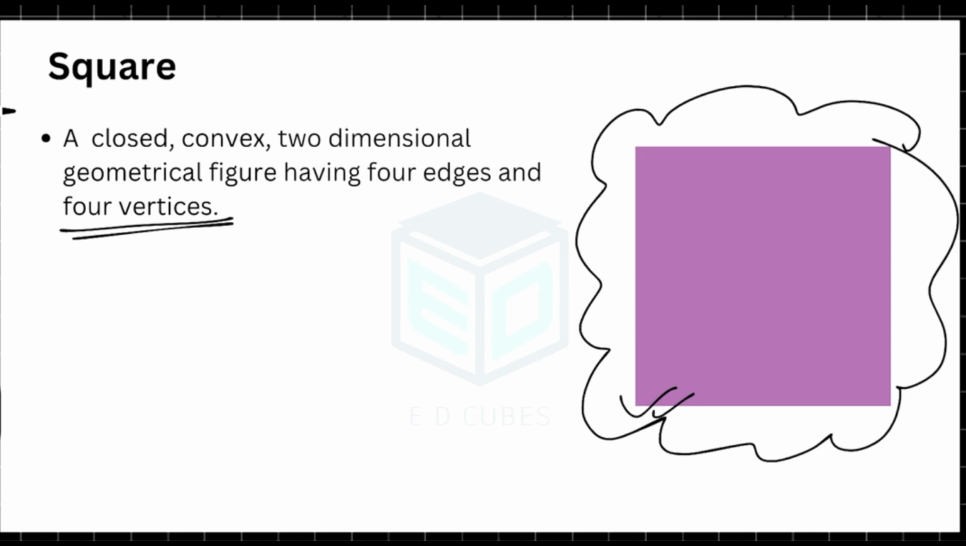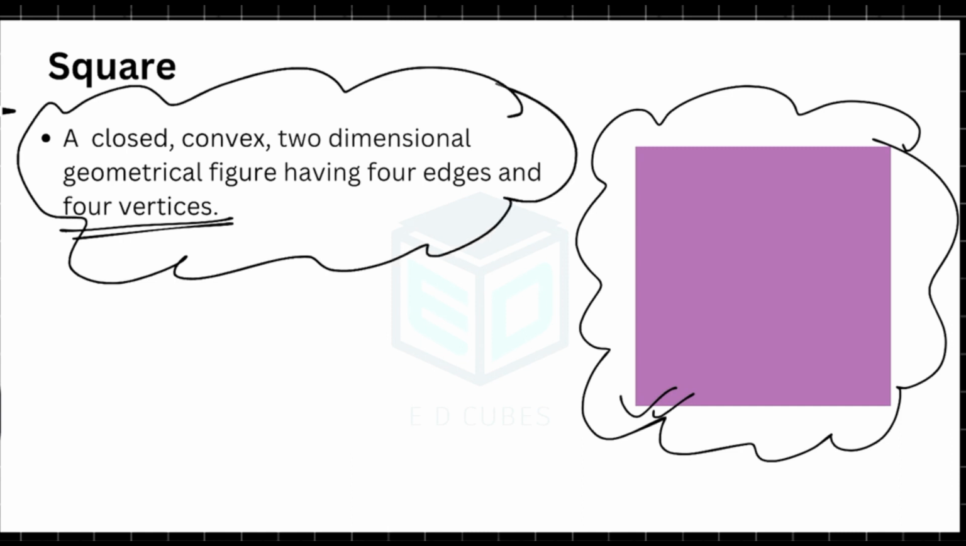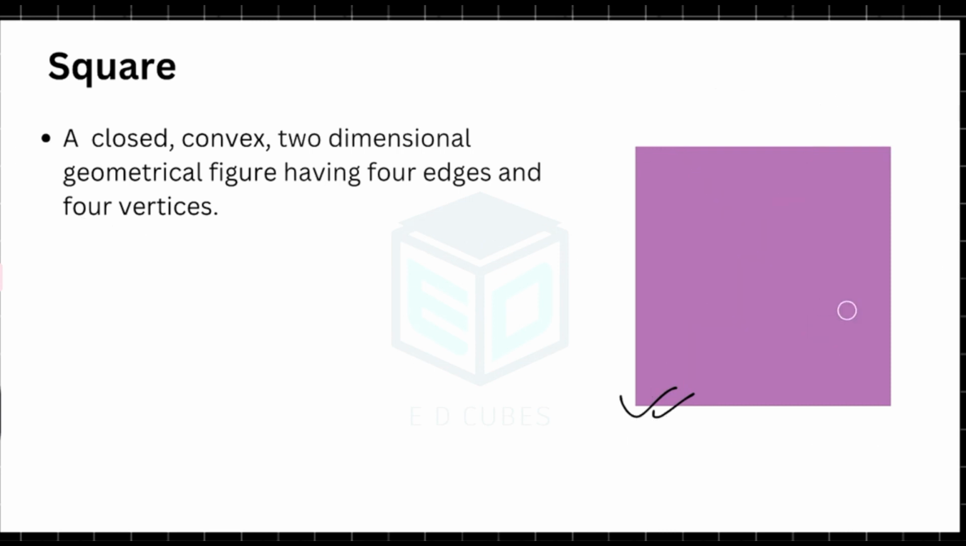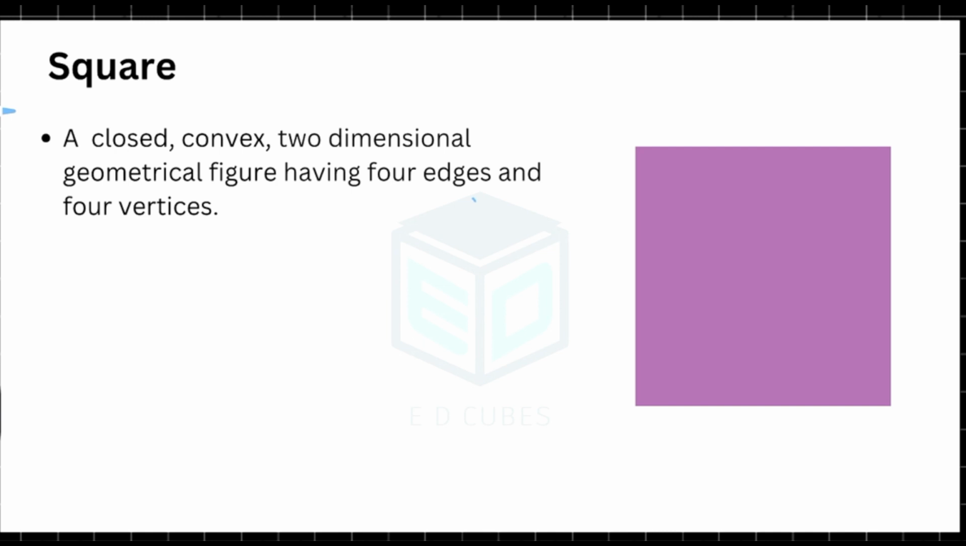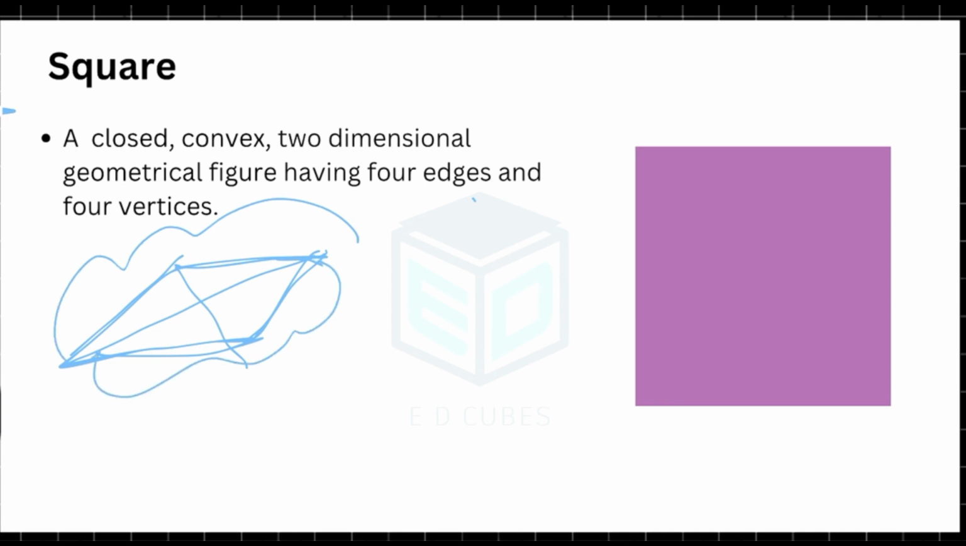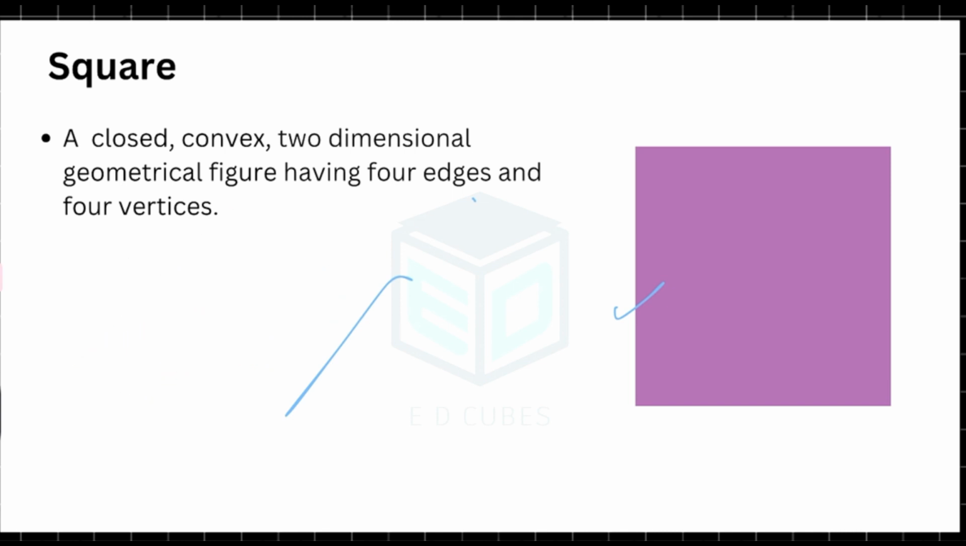Let's try to visualize this sentence apart from this particular figure. It says closed, convex geometrical figure having four edges and four vertices. Yes, this is a closed figure, convex as well and two-dimensional as well. Is it a square? No, this doesn't look like a square. That means this statement is not enough to define a square.